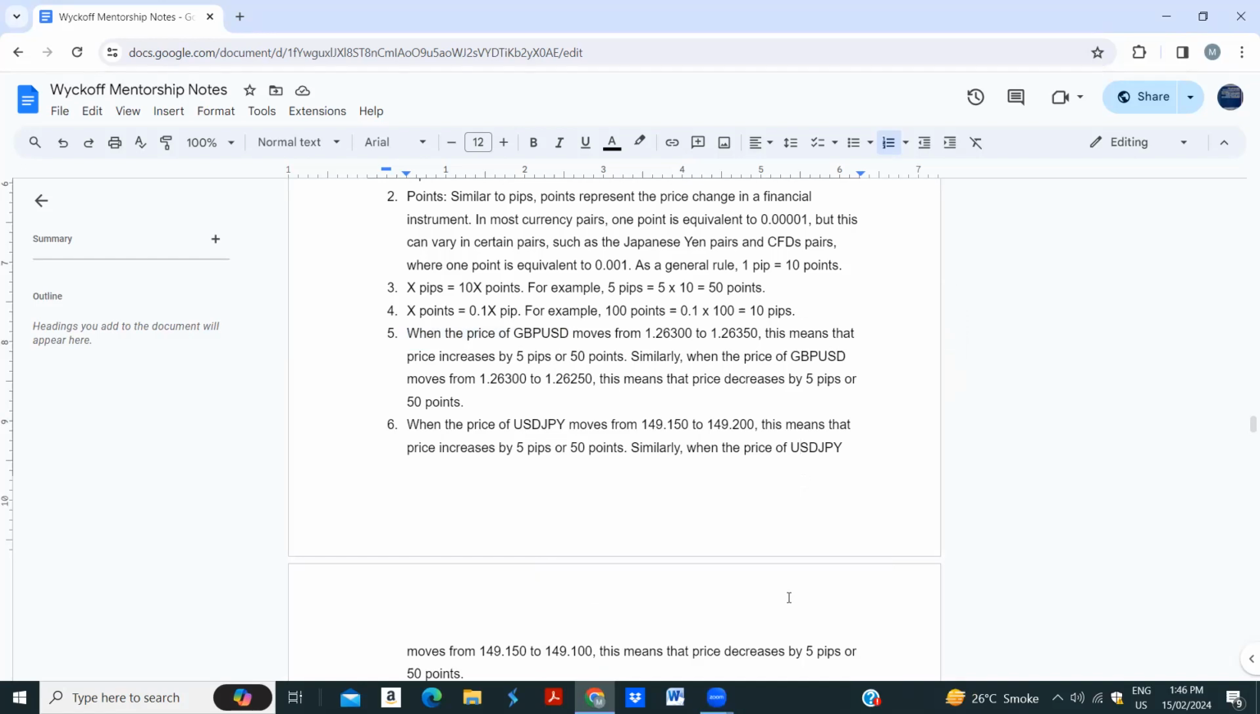As we know that for all major, minor, and exotic pairs, except JPY pairs, the pip value is 0.0001, 4 decimal places.